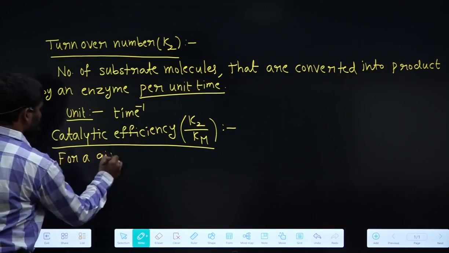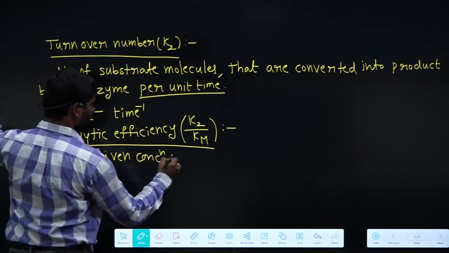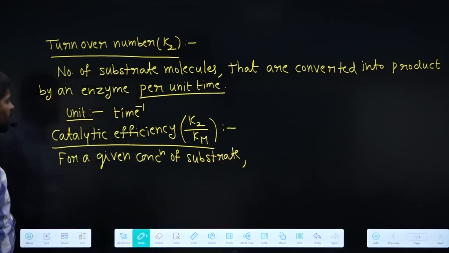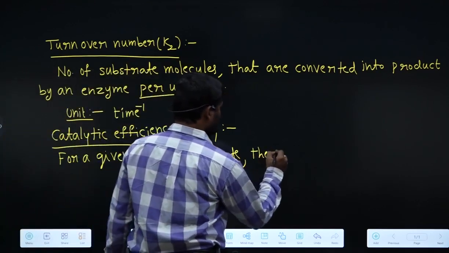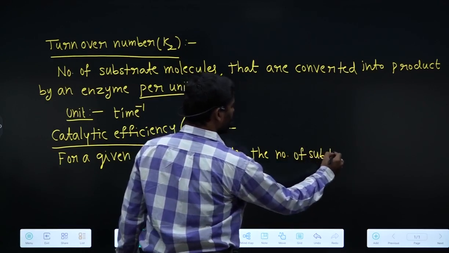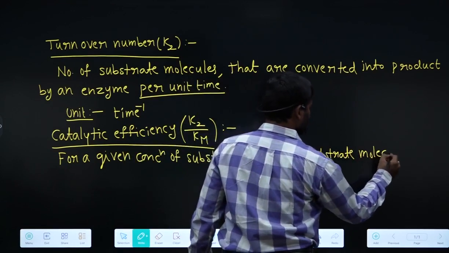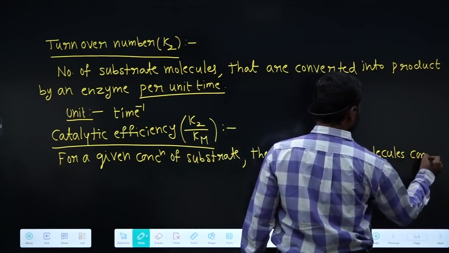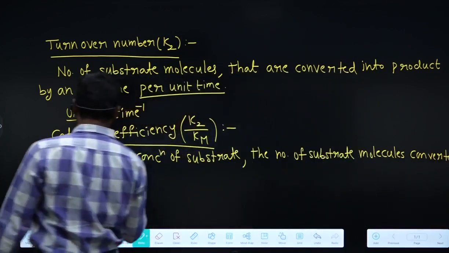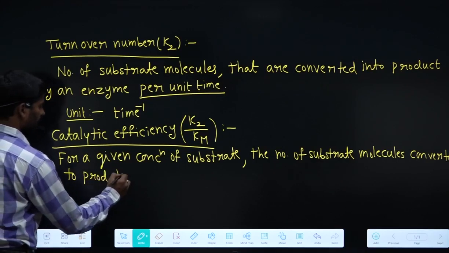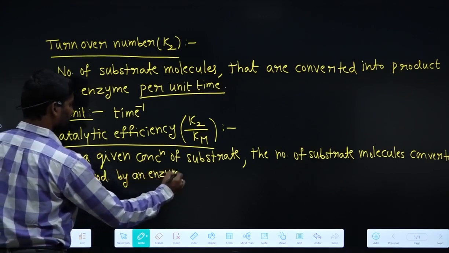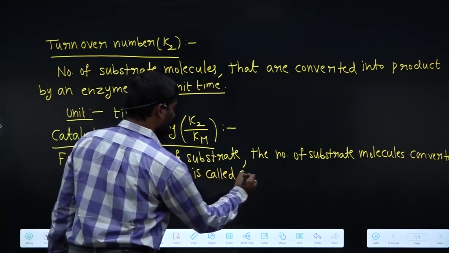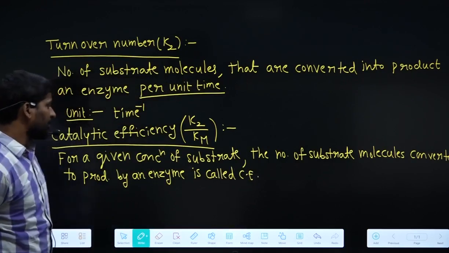For a given concentration of substrate, the number of substrate molecules converted to product by an enzyme is called catalytic efficiency.